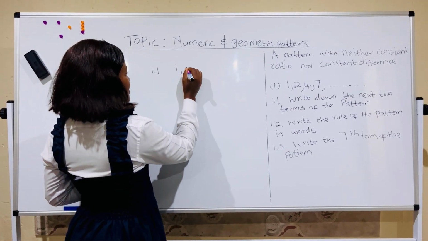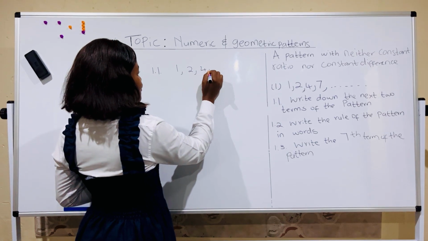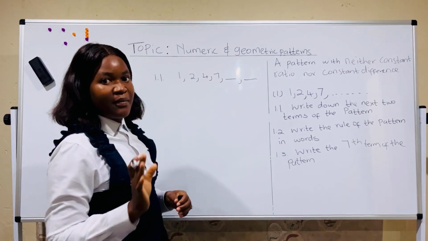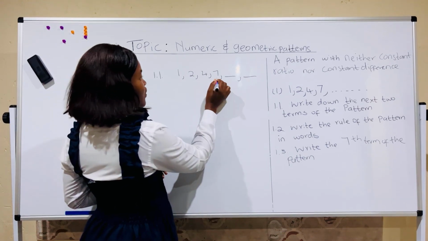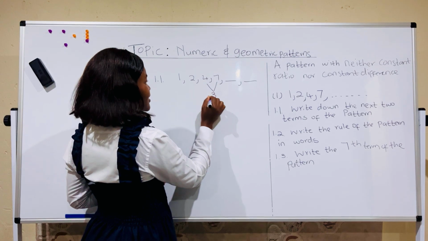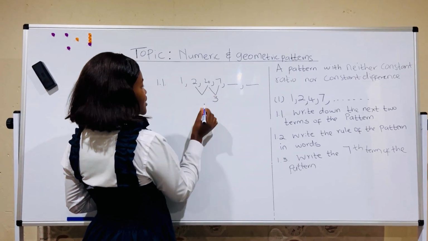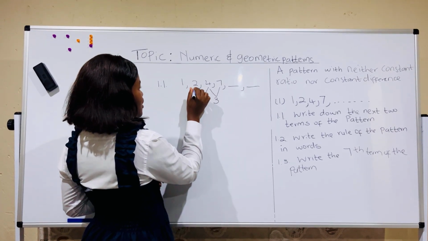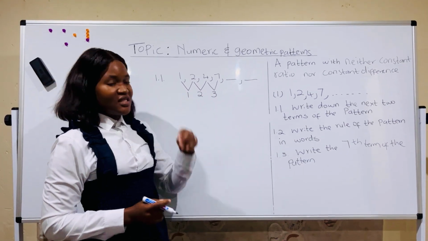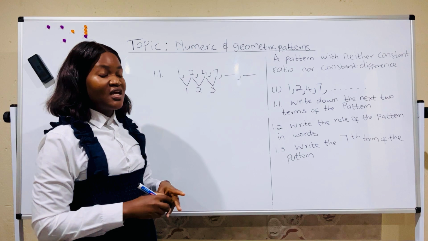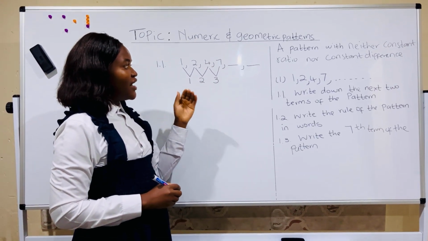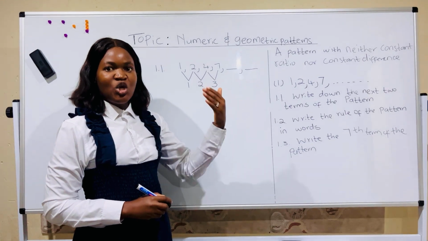So I'm just going to write it here. It's 1, 2, 4, 7, and those two missing numbers. So we are going to do this: 7 minus 4 is 3, and then 4 minus 2 is 2, 2 minus 1 is 1. If you take a look at this, the difference between two consecutive terms is not constant.